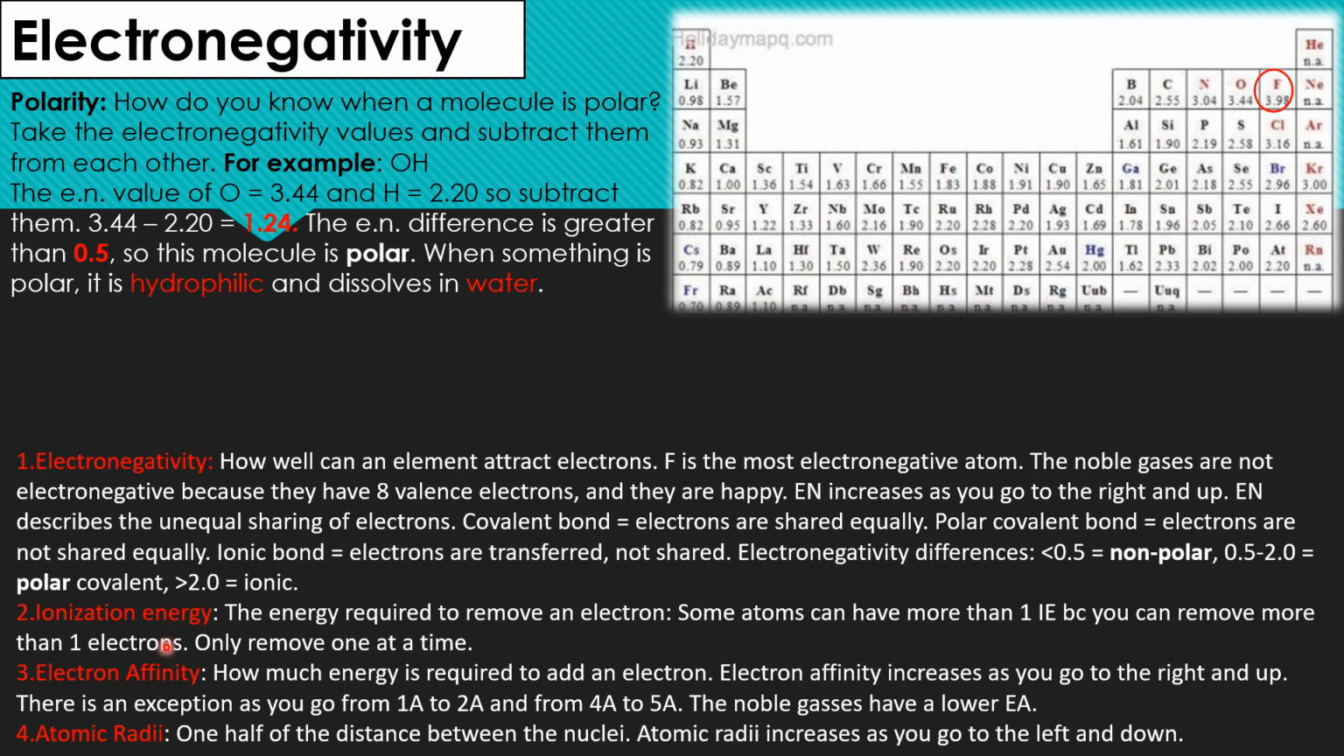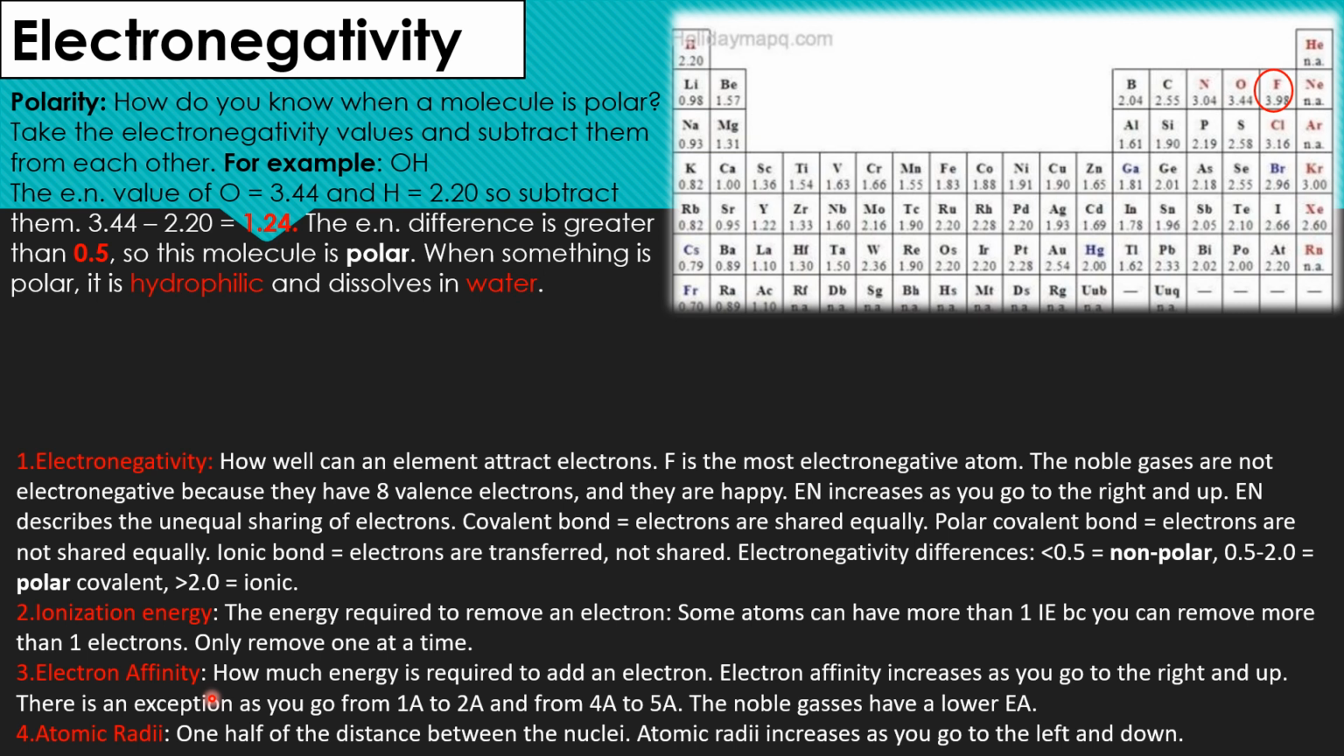So what is ionization energy? This is the energy required to remove an electron. Some atoms can have more than one ionization energy because you can remove more than one electron. Only remove one at a time.